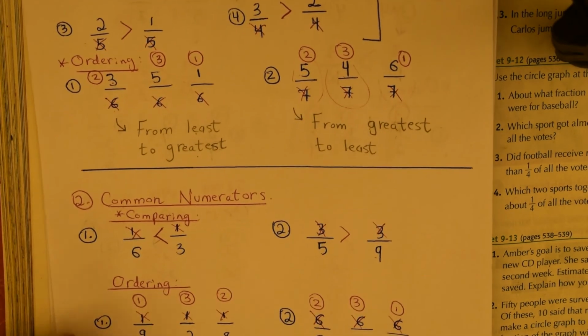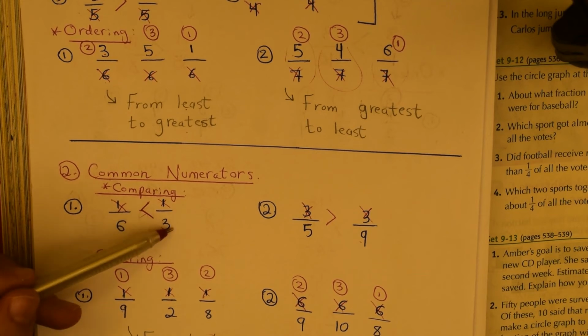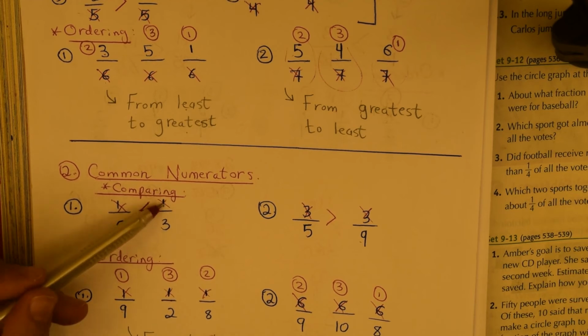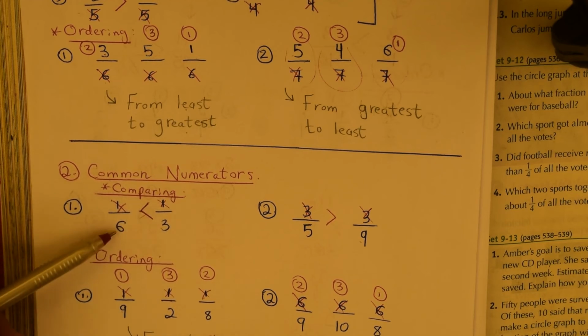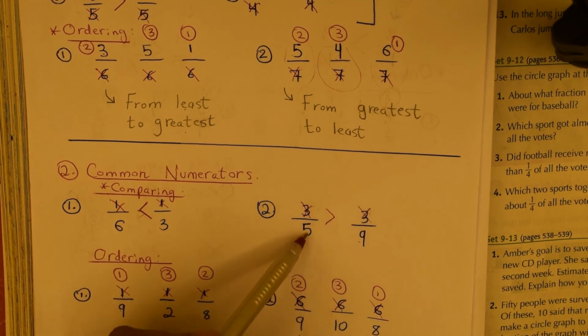Now when I have common numerators, in comparing, first I will cross the common number, the numerator, then I will compare between the 6 and 3. I know that 6 is greater than 3, but because my numbers are down under the line, I will flip the sign. So I will put this sign here, then one third is greater than 1 over 6. For number 2, I will cross the common numerators, then I have 5 and 9.